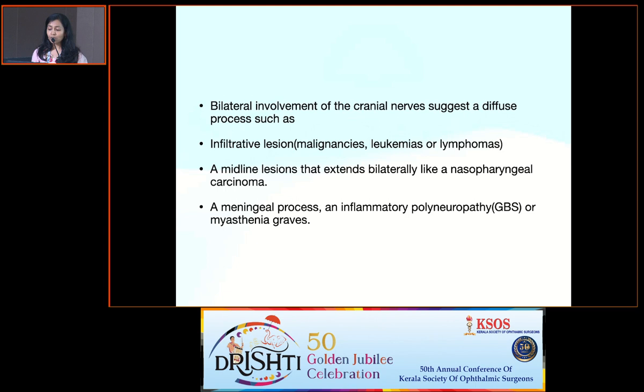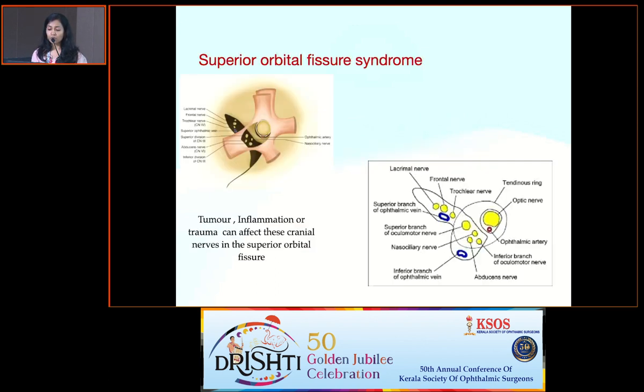So if it is bilateral involvement of the cranial nerves, it suggests a diffuse process like infiltrative lesions, malignancies, leukemias, or a midline lesion that extends bilaterally like nasopharyngeal carcinoma or a meningeal process. In the superior orbital fissure, we already said it will be multiple cranial nerves. And if the lesion is at the orbital apex, the optic nerve will also be involved and the patient presents with decreased vision with multiple cranial nerve palsies.